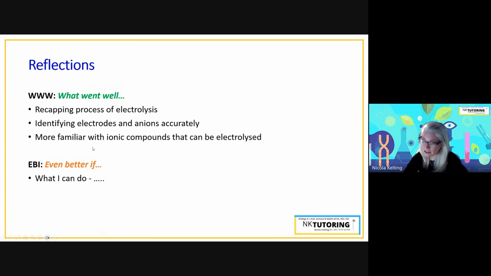And then do have a think about what your even better if is. It might be to watch that required practical and make some notes. It's totally up to you because it's your learning. So I hope you found that useful.